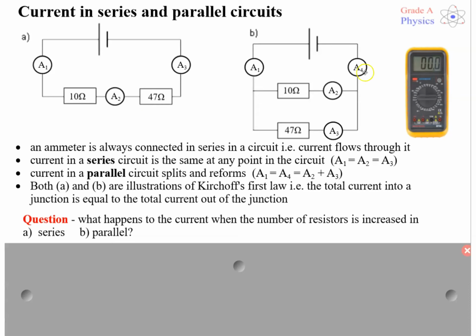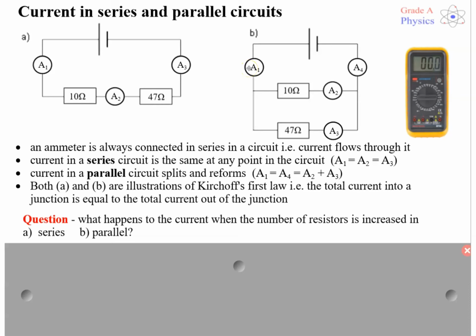If I did the same with a parallel circuit, so I've got 4 ammeters now, A1, A2, A3 and A4, what I would find is the current splits at the junction and then reforms at the other junction over here. So we should find that the total current in and the total current out are still the same, so A1 is equal to A4. But because it's split here, then A2 plus A3 would be equal to A1.